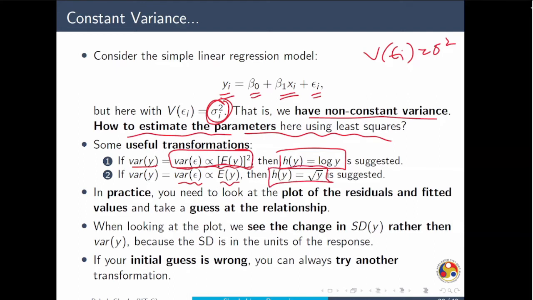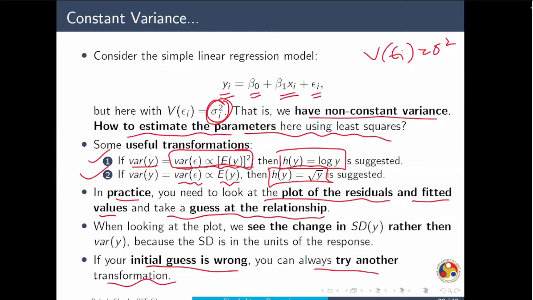But what you have to do in practice is look at the plot of the residuals versus fitted that we have already seen, and take a guess of the relationship, because these are very specific observations. In practice, you have data that is messy and problematic. So the only thing you can do is guess and try. If it is working fine, then it's okay. Otherwise, if your initial guess is wrong, you can always try another transformation.